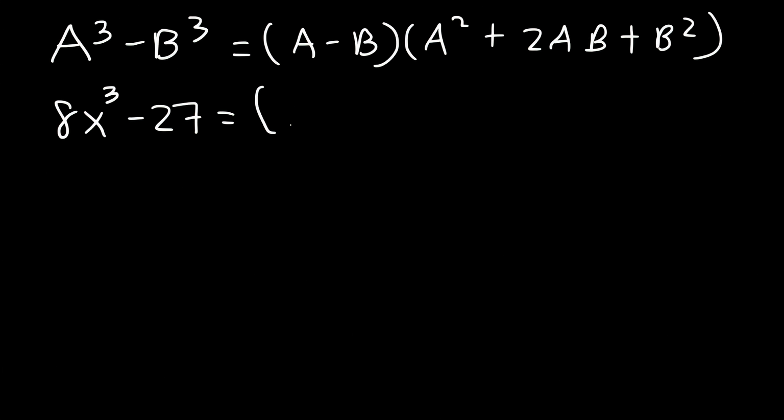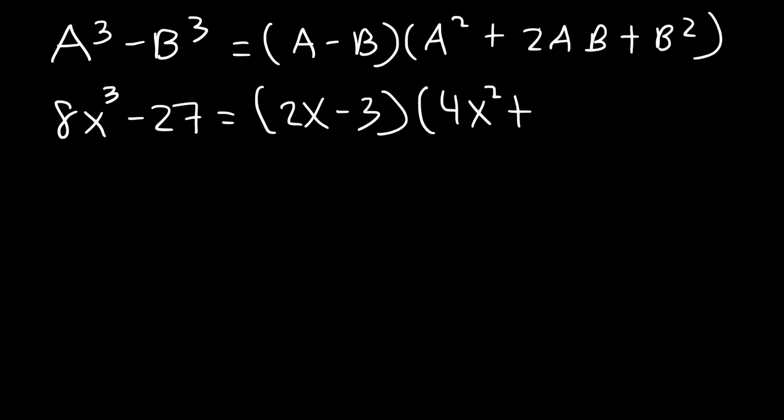So what is the cube root of 8? The cube root of 8 is 2, because 2 times 2 times 2, 3 times, is 8. And the cube root of x cubed is x. The cube root of 27 is 3. So a is 2x, b is 3. a squared, that's 2x times 2x, that's 4x squared.